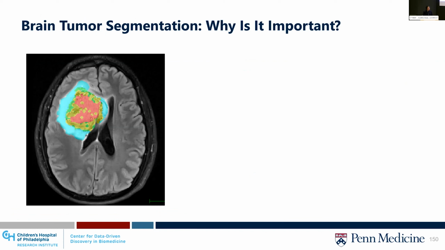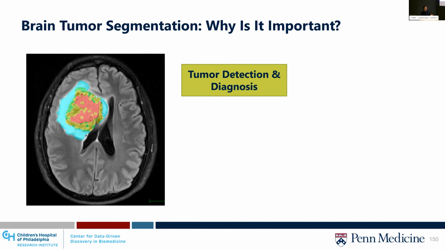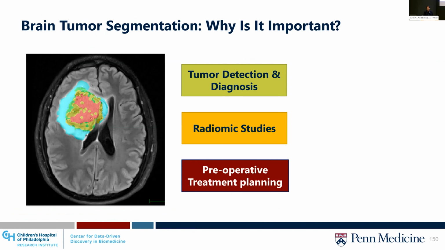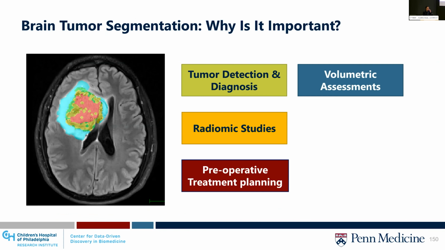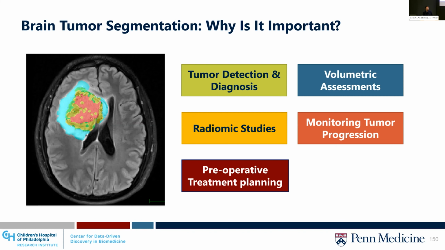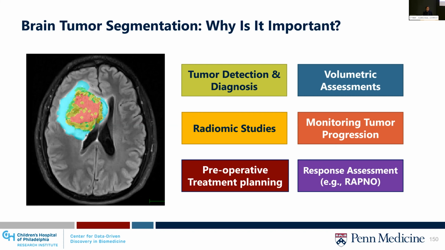So brain tumor segmentation, why is it important? Because it helps in tumor detection and diagnosis. It facilitates radiomic studies, and it can help in pre-op treatment planning. For example, what is the extent of tumor invasion, or what is the volume of enhancing tumor? It can help in volumetric assessments for monitoring tumor progression, for example, based on RAPNO criteria.